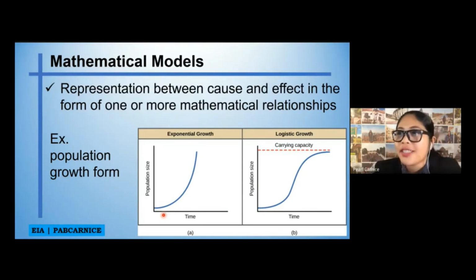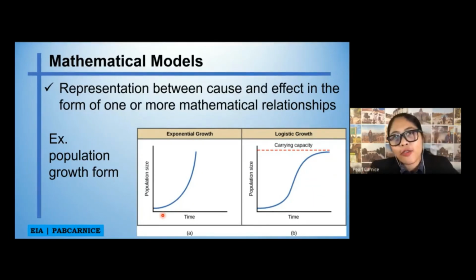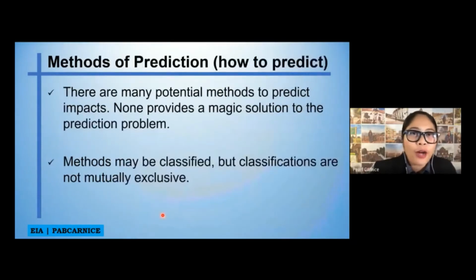Representation between cause and effect in a form of one or more mathematical relationship. So let's go now to the methods of prediction, or how to predict. There are many potential methods to predict impacts, and none provides a magic solution to the predicted problem, in which methods can be classified, but classifications are not mutually exclusive.